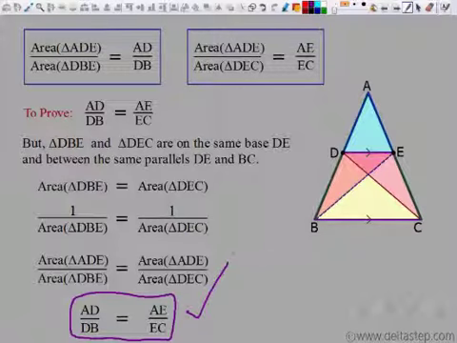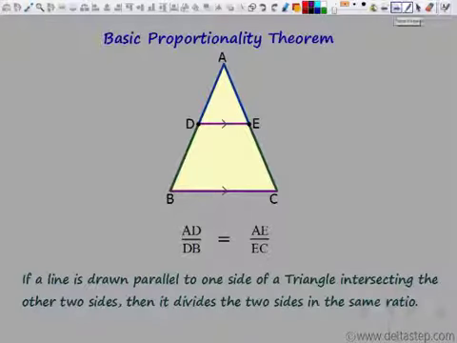So what we've seen is that in a triangle, if there is any line that is parallel to the third side, then this line would divide the other two sides in the same ratio. You see that this line is parallel to BC, so it is dividing the two sides of the triangle in the same ratio, that is AD by DB would be equal to AE by EC. So this is the basic proportionality theorem, which can also be called BPT.